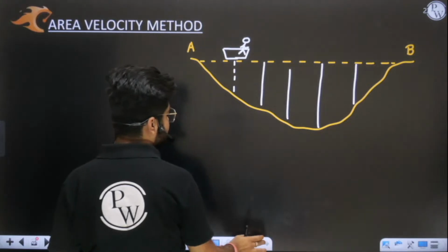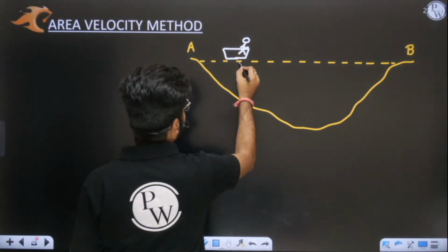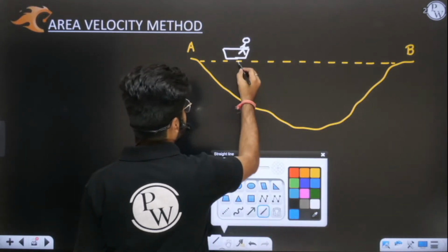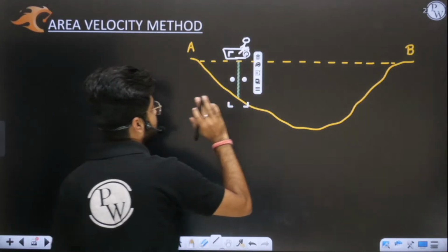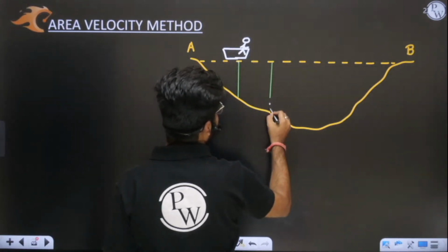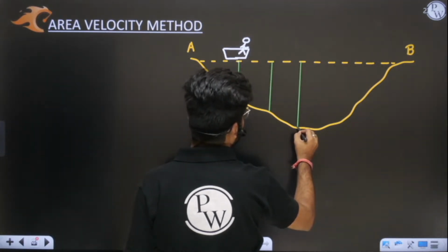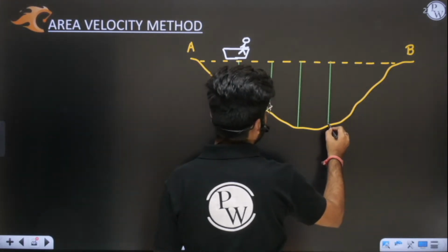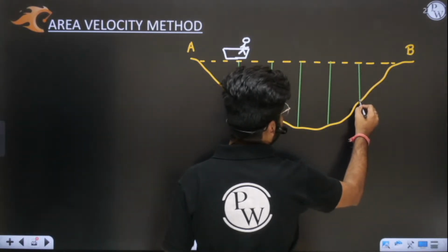Firstly he will measure depth here. Let me draw straight lines here, with the help of which it is very clear. So he will measure depth after a certain interval, then again he will measure depth. So depth will be measured after certain intervals of time. This is a very simple thing. I hope this is clear.